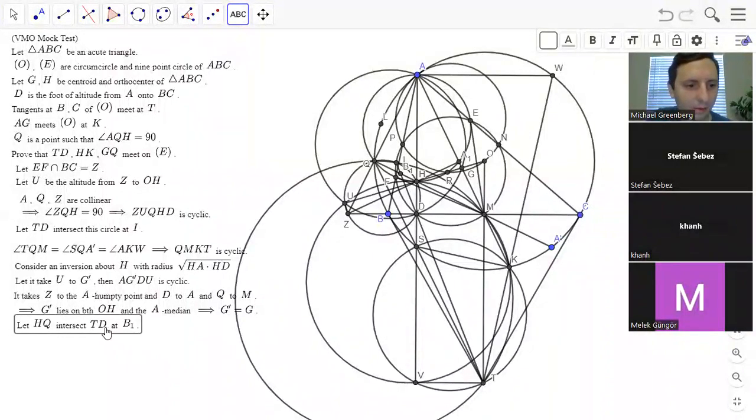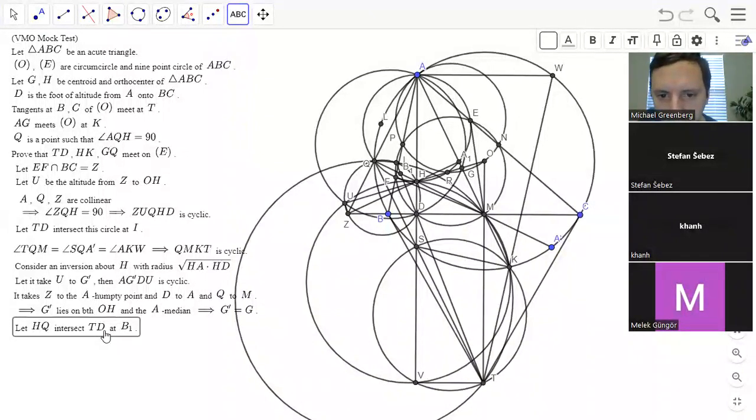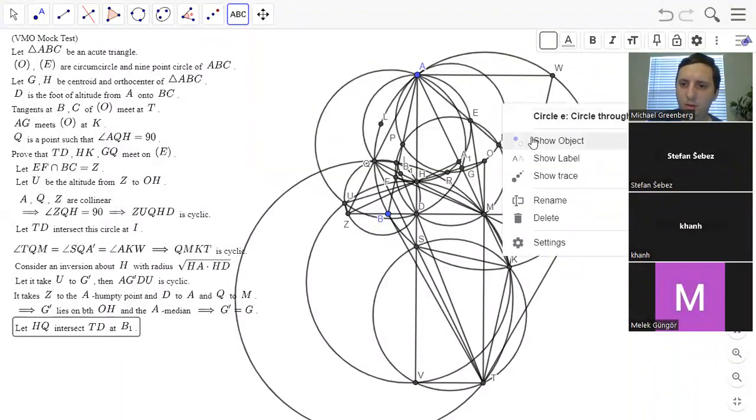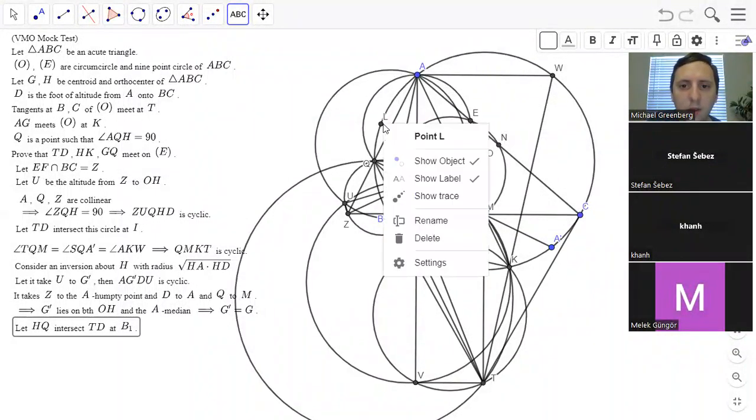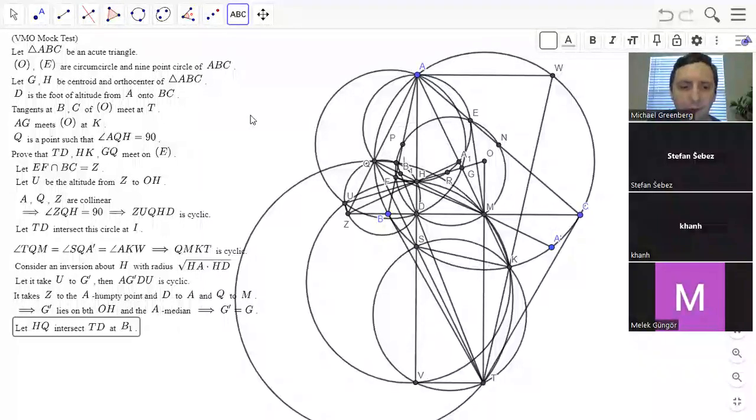All right. So if we let HQ intersect TD at B1, then also, sorry to interrupt you again, but you see that actually O is quite irrelevant in the problem. So could you hide that circle which passes through O and R and those things, just to make the picture a bit clearer? It is really messy right now. Yeah, I agree.